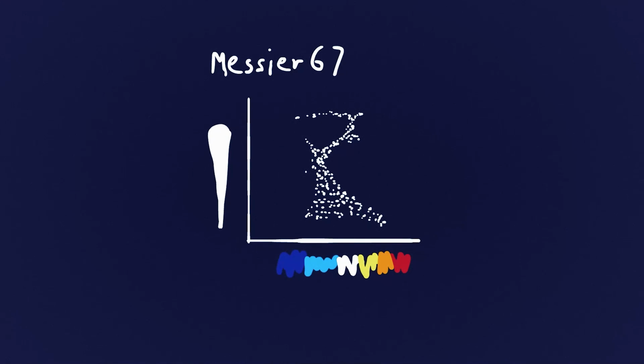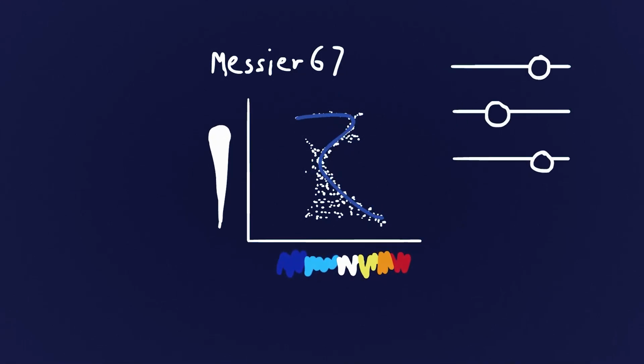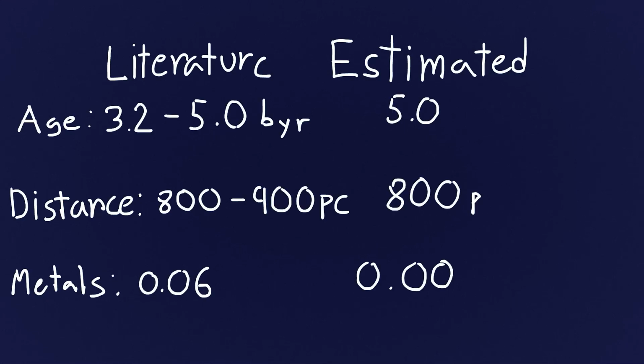Then, finally, I can lay my isochrone on top. Tweaking my variables, I can eyeball the shape that fits best. Based on these isochrones, it seems like Messier 67 is around 5 billion years old, 800 parsecs away, and has a similar metallicity to the Sun. Now, let's see how close we were. Looks like we got pretty close on everything, so as you can see, isochrones are a pretty good way of estimating these star clusters. So congrats!